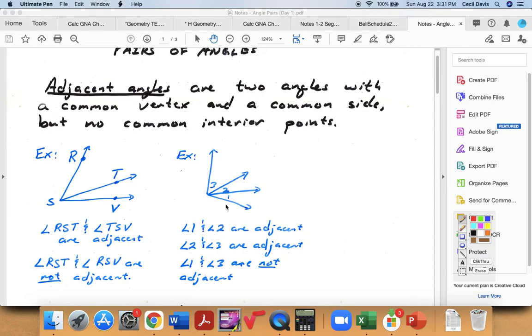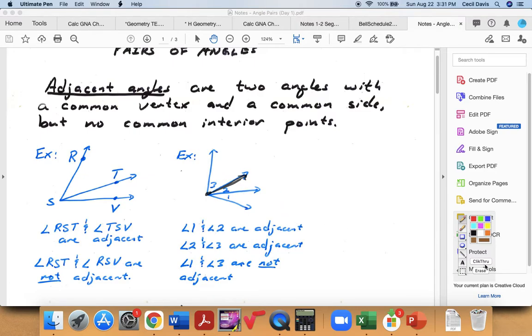Here, angle 1 and angle 2 are adjacent. They share this vertex. They share this side. They don't overlap each other. Angle 2 and 3 are adjacent. Here are angles 2 and 3. They share this vertex. They share this side. 2 and 3 don't overlap each other.